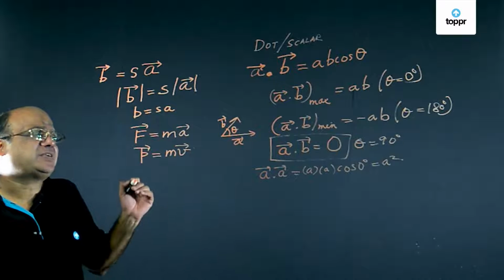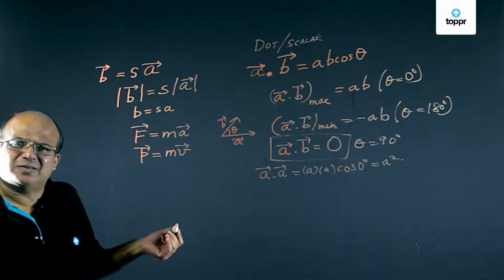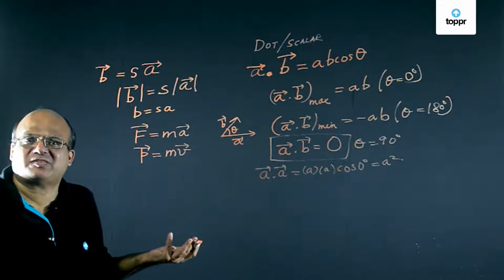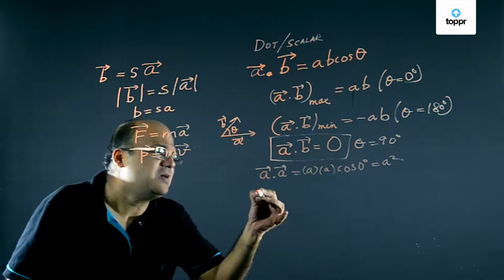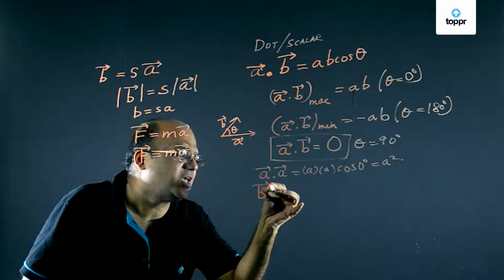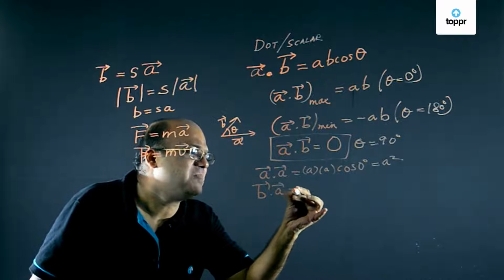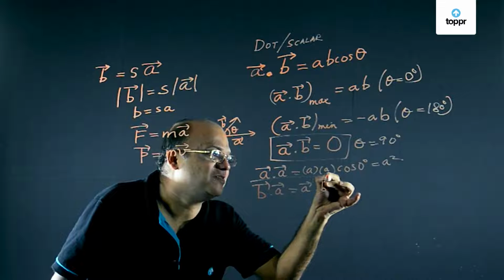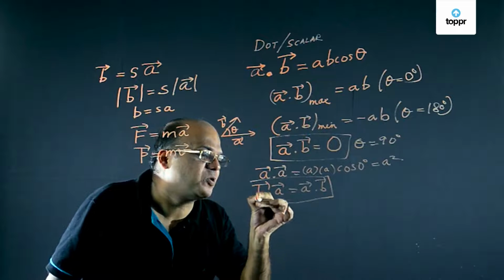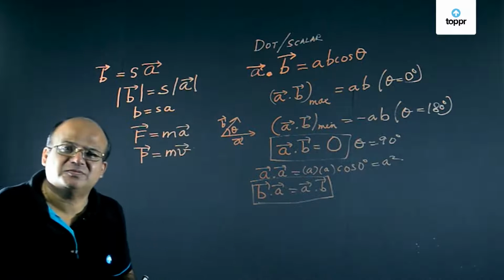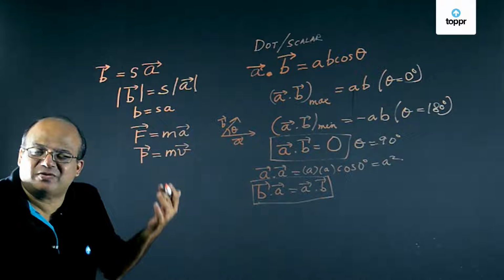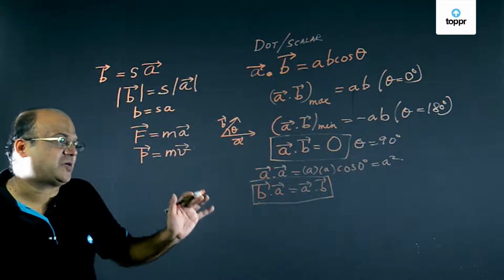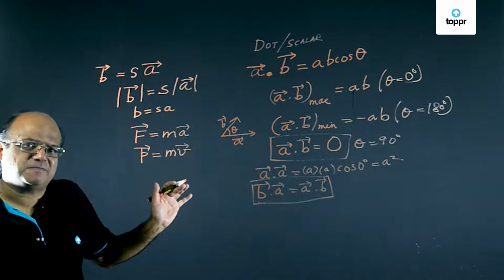Now what will be B vector dot A vector? BA cos theta. And BA cos theta is same as AB cos theta. Therefore, B vector dot A vector is same as A vector dot B vector. And this is very important. Dot product is commutative. Later, when we learn cross product, we will see that cross product is not commutative, but dot product is commutative.